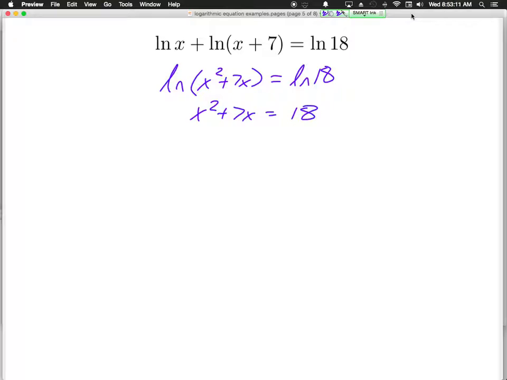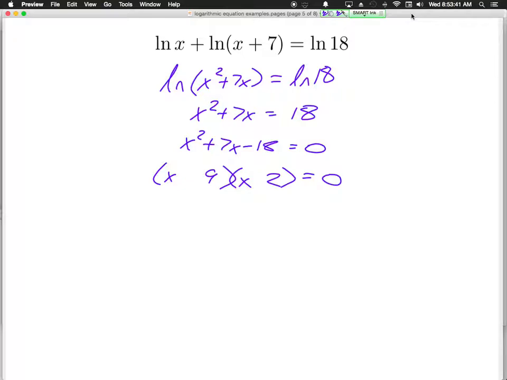So I have x squared plus 7x equals 18. Move it over and factor. Good. And we haven't factored in a while, so I want somebody to read this for me. Factors of 18 subtracted to give me 7. What's that? 9 and 2. 9 and 2. Read it the second time.